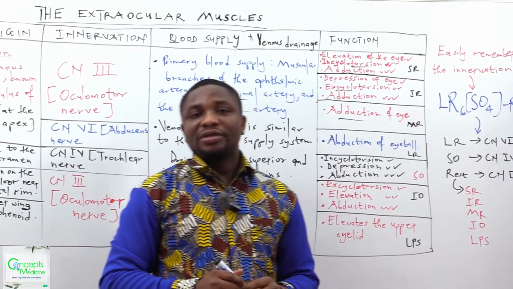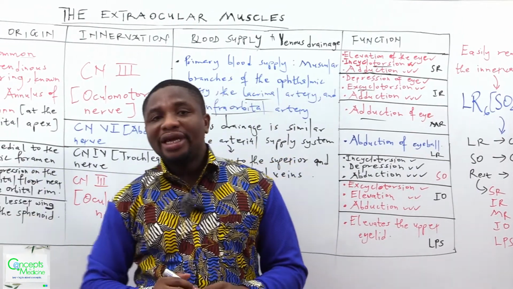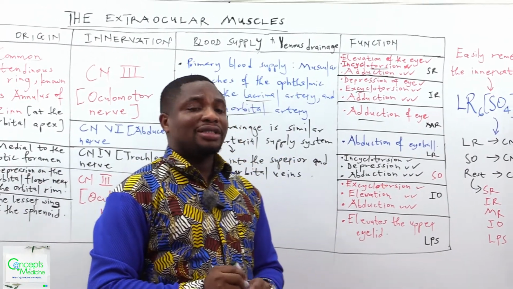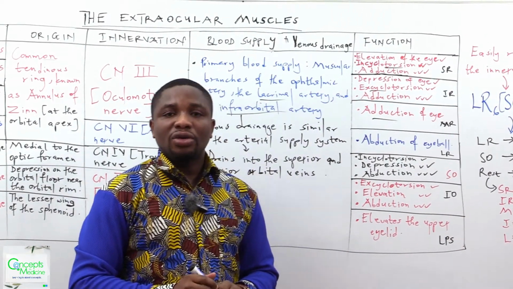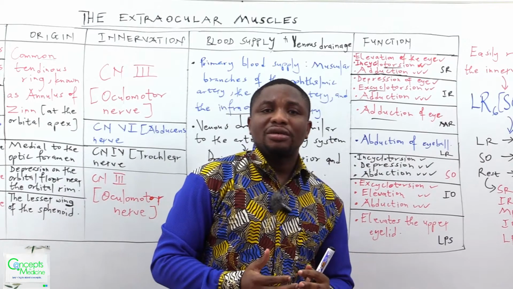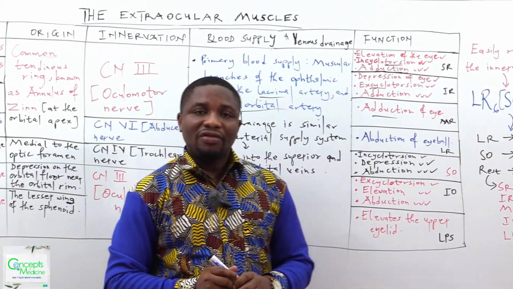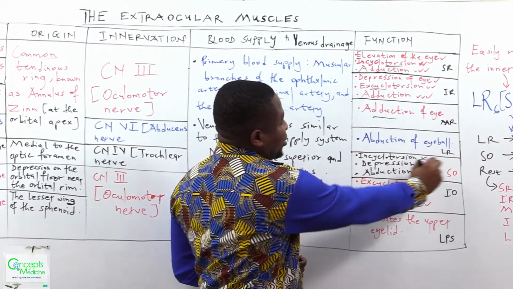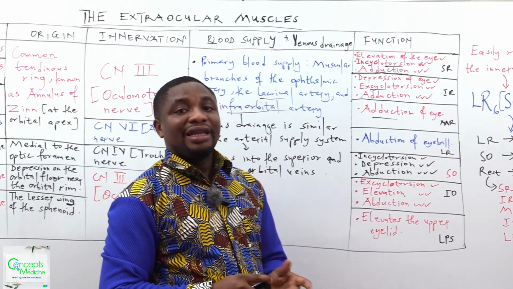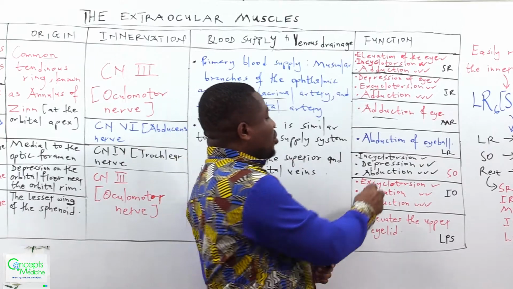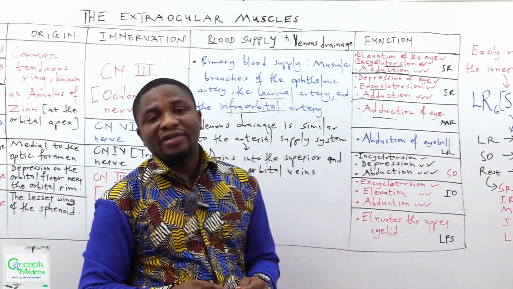Let's move on and talk about the superior oblique muscle. For the superior oblique muscle, its primary function is encyclotorsion, meaning it causes the medial rotation of the eye. The secondary function will be depression of the eye. Then the tertiary function will be abduction of the eye.